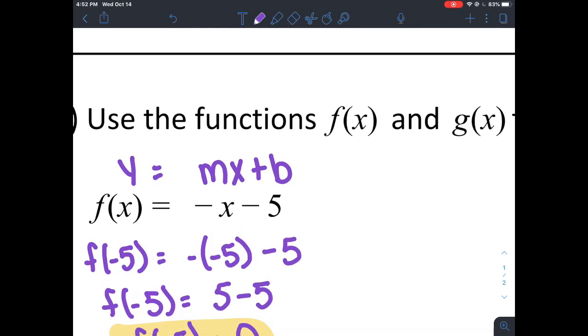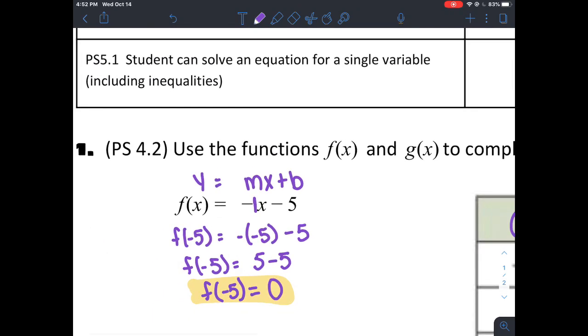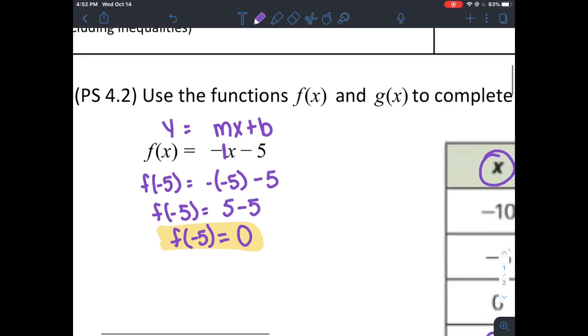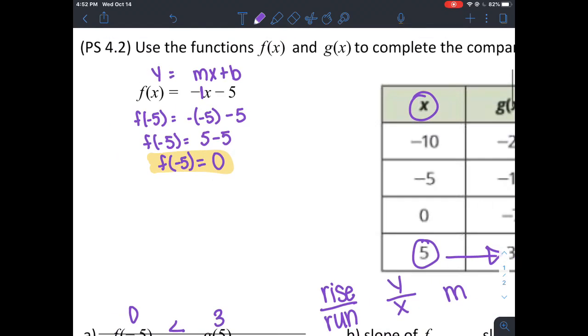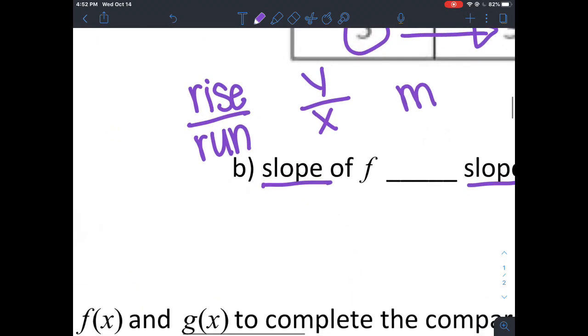Well, there's no number here, but we can always just imply a 1 in front of the x because it's not going to change the number when we multiply it. So like 2 times 1, still 2. 1 times 3, still 3. The 1 didn't change anything. So our slope for f of x is -1.